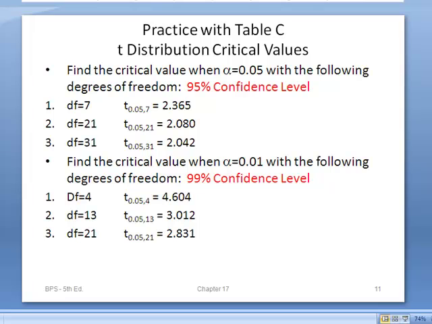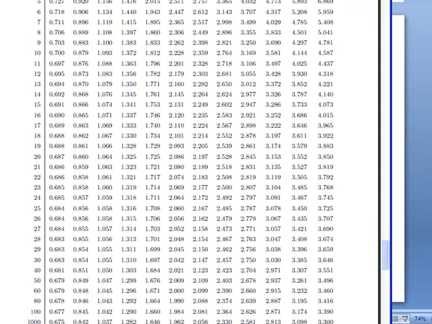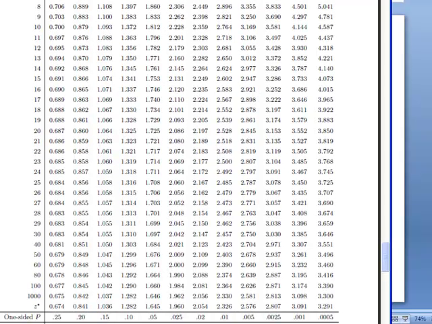What our convention will be is you go to the next closest degrees of freedom. So as you can see, I didn't have 31, but I went to 30. So let's say that I had 56. I would then go to 60 to find that. And let's say that I had 329. I would go to 100 degrees of freedom.